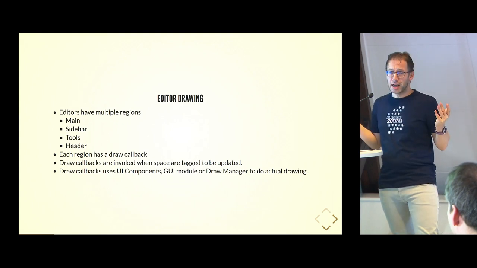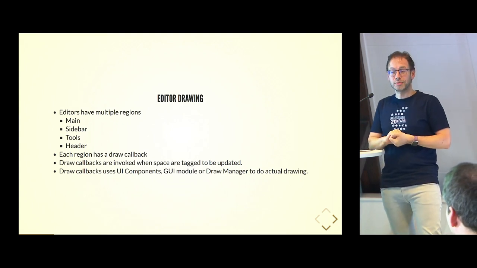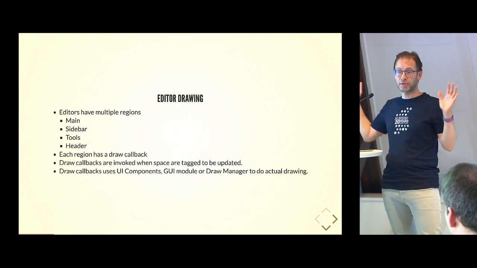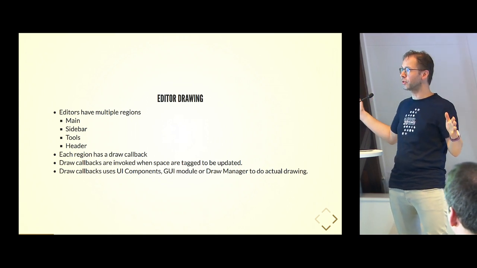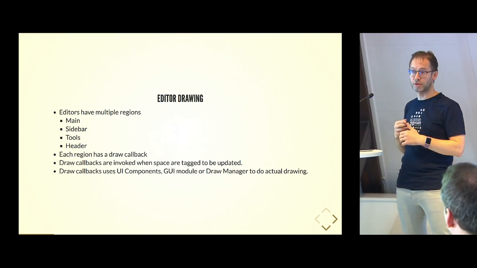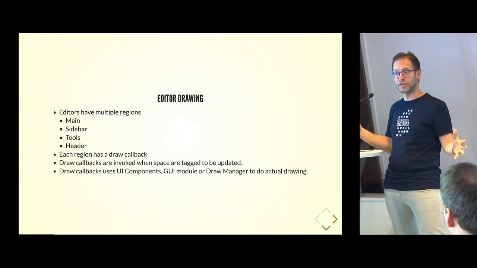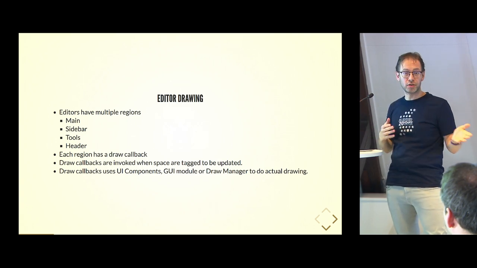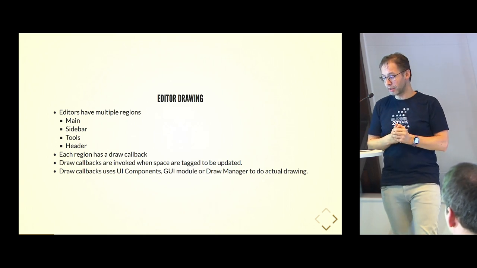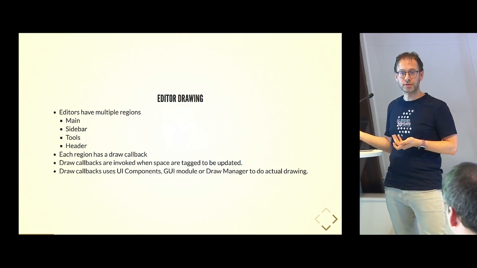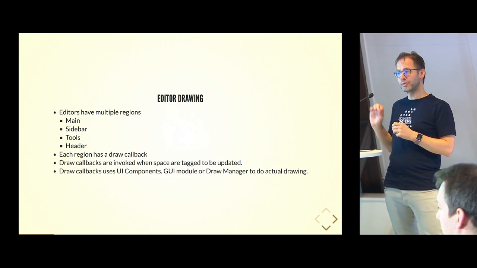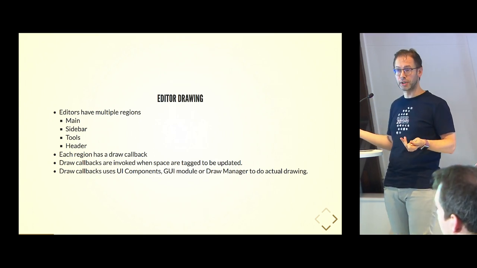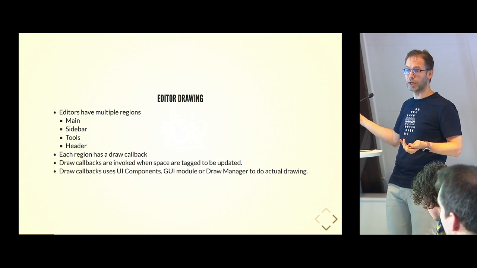Well, an editor has been tagged to be redrawn. At that point, how are editors structured? You have the 3D viewport. The 3D viewport has several areas, which is the main area where the 3D scene is displayed. Then you have the top bar, some sidebars, a menu bar, and those are called regions. And every region has its own draw function, which is a callback that will be called when the area has been tagged.